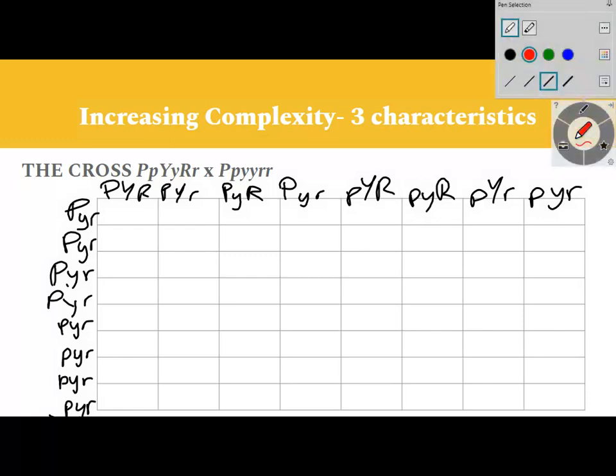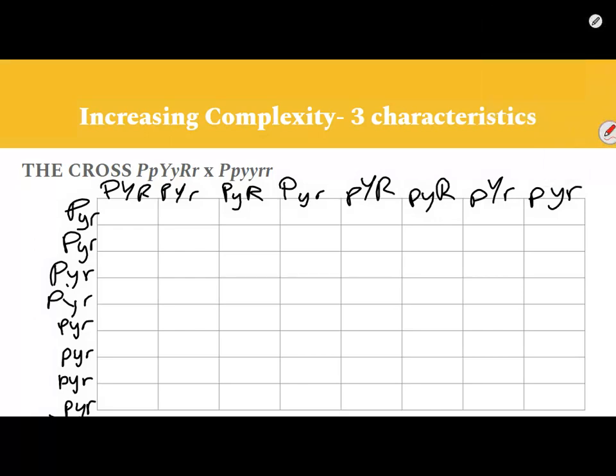Can I make this smaller? I can. Now go away. Then you'd go through and you'd do your little combinations. So this one has big P, big Y, little r, big R, little r. And you do that for all of these.